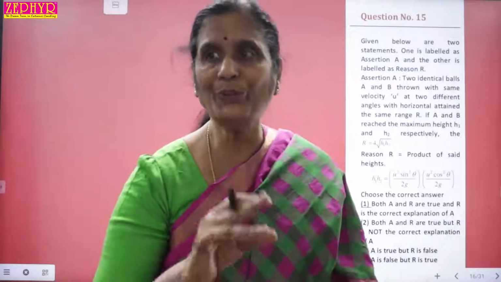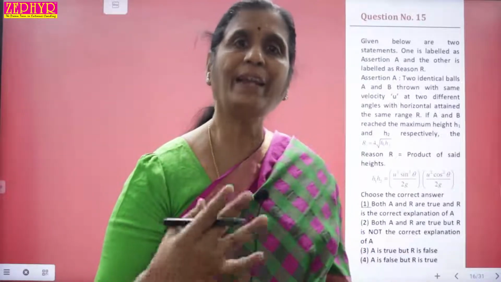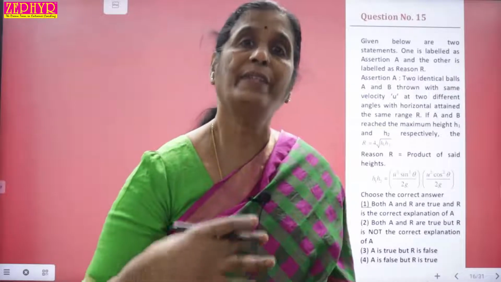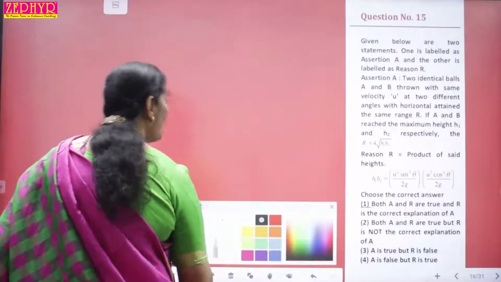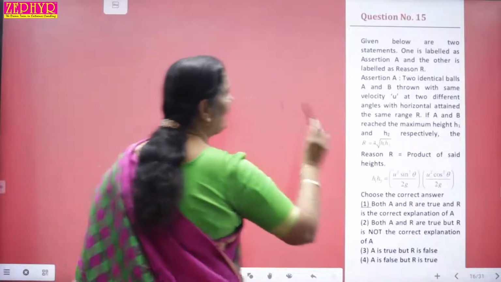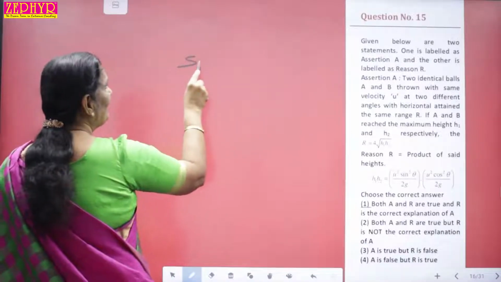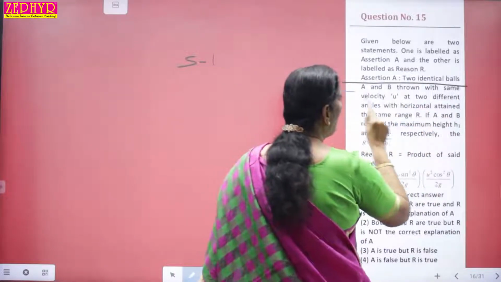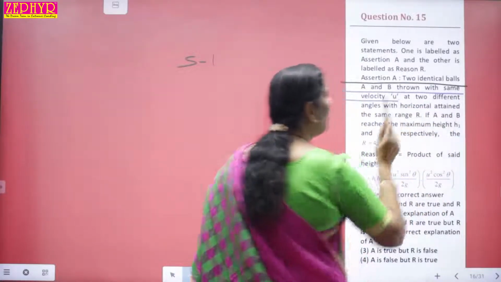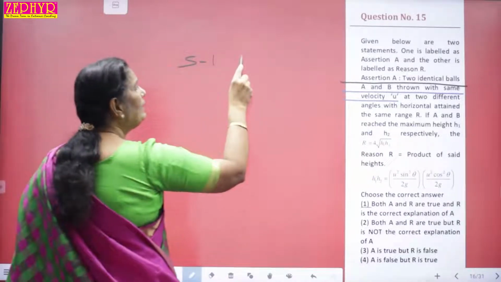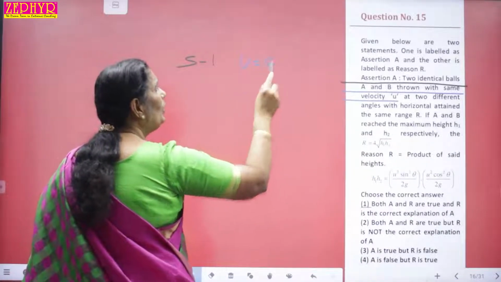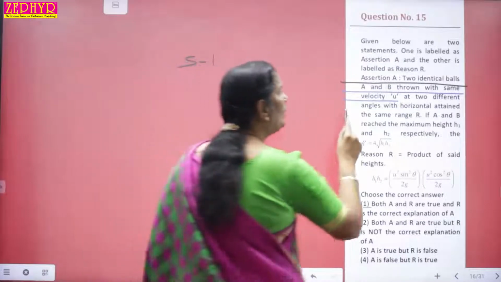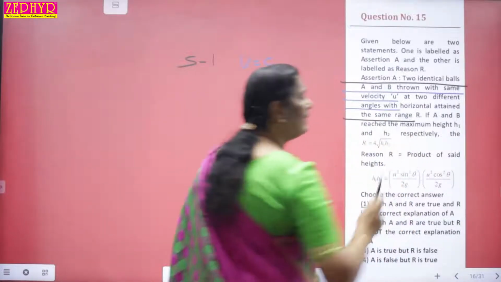They will say reason, but don't think that that's a reason. Think that there are two statements. If both the statements are correct, then you start thinking whether the second statement is the correct reason for the first. Then only you will get the correct answer. So now come on, first statement, I will say only statement, I won't say assertion. Two identical balls A and B thrown with the same velocity, so U is equal to constant, at two different angles, then the range is same.